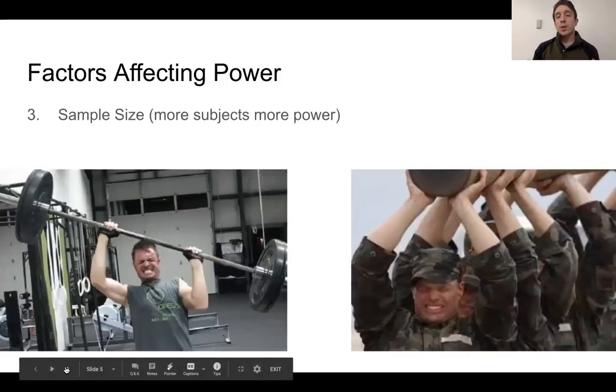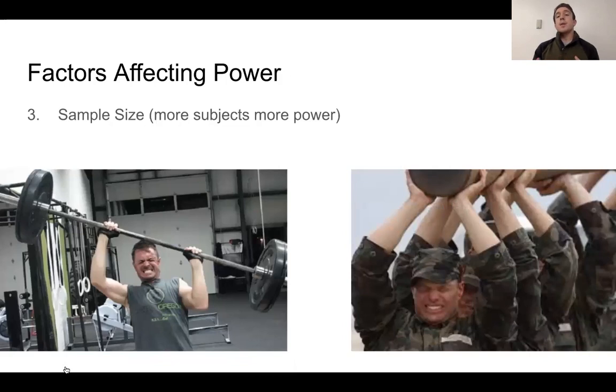So factors affecting power number 3, perhaps the most obvious, is sample size. The more subjects we have, the more power your study is going to have. So this is where most researchers will run into a problem. On one end, too few subjects may not have enough power to carry your study. You may see an effect, but it may not be significant, or you might not find an effect at all. Whereas on the other end of the spectrum, if you have too many subjects, you may find an effect that really doesn't exist, and that's where your type 1 error comes into play.